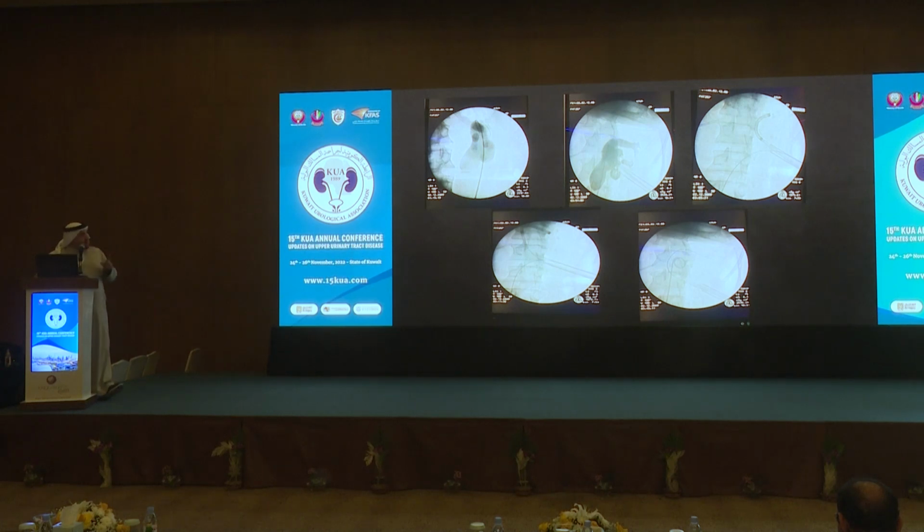If you take a look at the second picture, especially the upper calyx, imagine that we did our puncture through the upper calyx. We could only reach the upper calyx. We cannot reach the rest of the kidney with the rigid nephroscope using the upper calyx. So this case was done in supine position. We could reach all the calyces, and the stone in the upper calyx, we reached it with the flexible nephroscope.